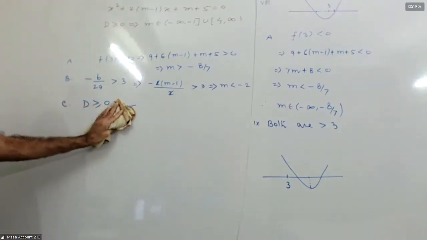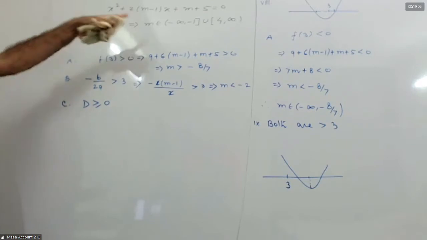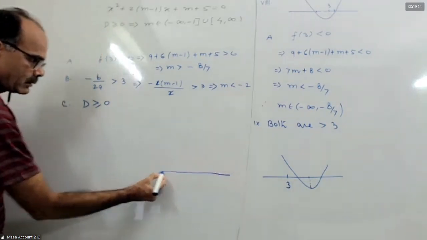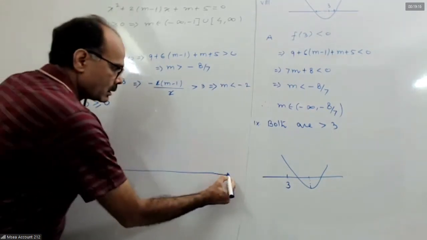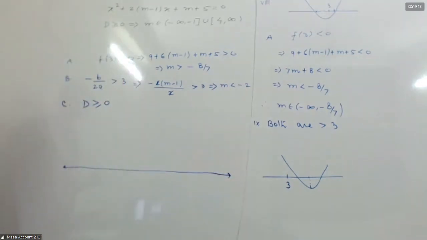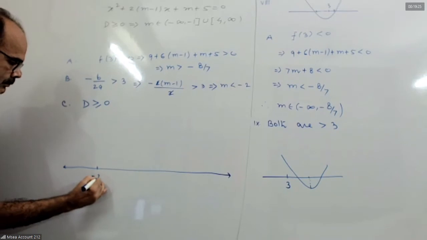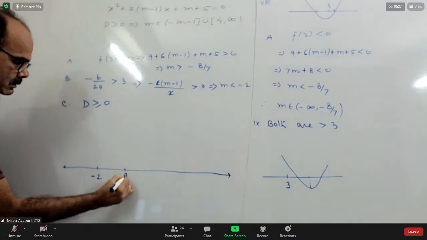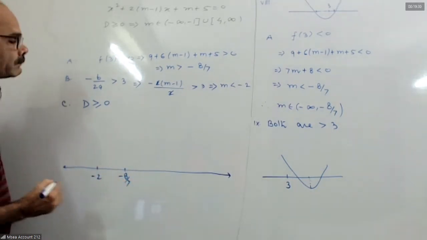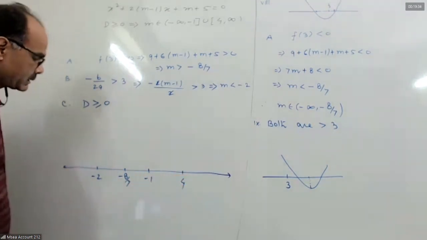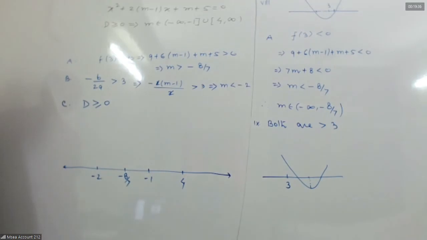Now, d greater than or equal to 0, we already have. Now come to the real line. Draw m greater than minus 8 by 7, critical points: minus 2, minus 8 by 7, minus 1, 4. That's it. M less than minus 2.